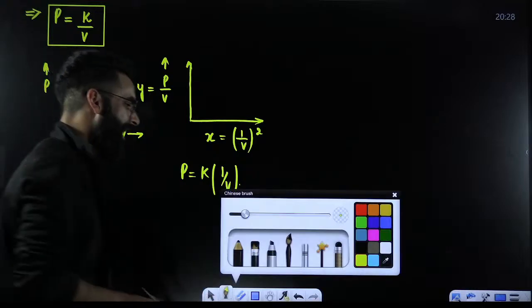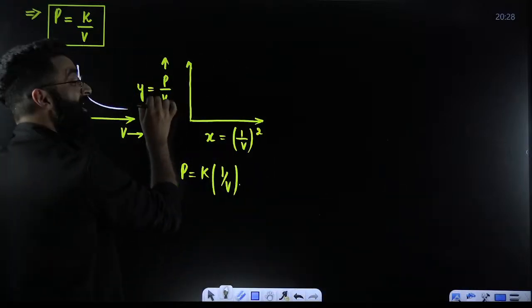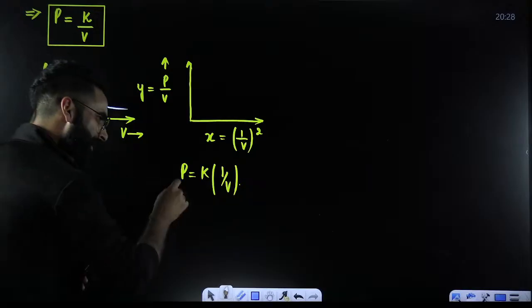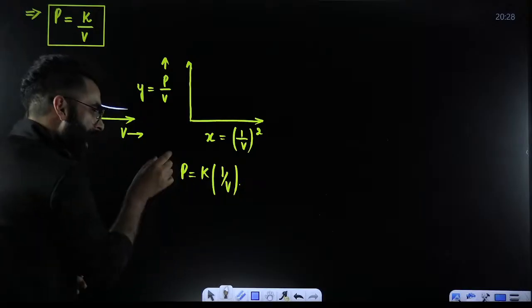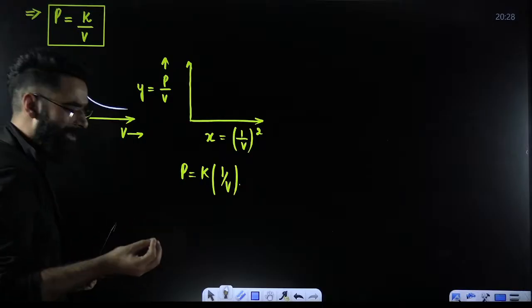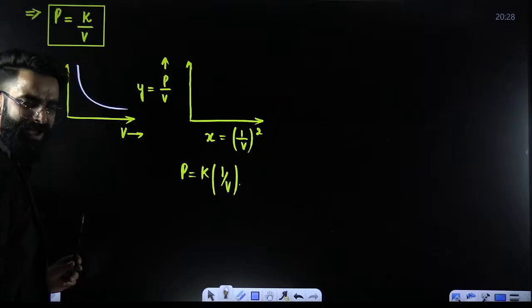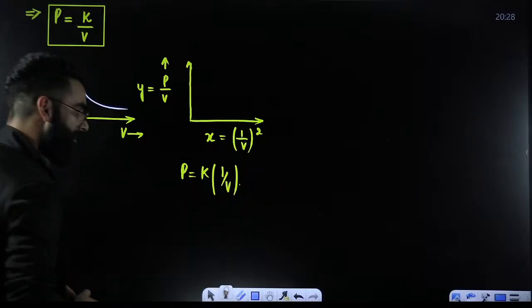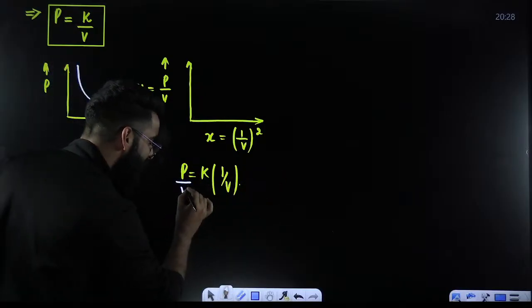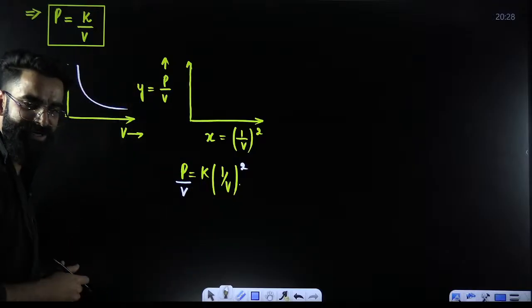Now, first of all, along the y-axis, what am I plotting? I am plotting P/V. But over here, I will just have P. So how do I make P/V over here? I'll be dividing this equation throughout by volume V, so that it becomes P/V = K/V², right? Now people, try to understand.